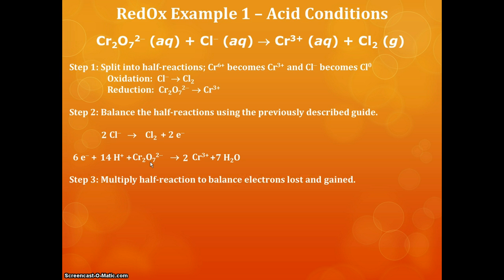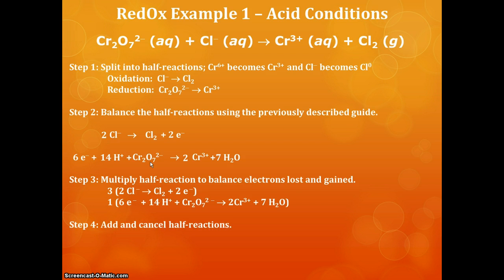Step number 3 is to multiply those half reactions so that we can balance lost and gained electrons. The oxidation reaction is losing 2, while the reduction reaction requires 6. These are not equivalent. The least common multiple of 2 and 6 is 6, and so we will then work to produce 6 electrons in the oxidation reaction. So if we multiply the oxidation reaction by 3, and keep the reduction reaction the same by multiplying by 1, we should produce the same amount of electrons in the oxidation reaction as we consume in the reduction reaction.